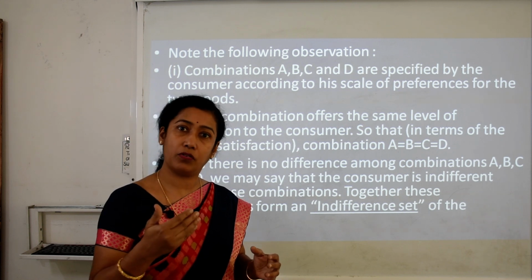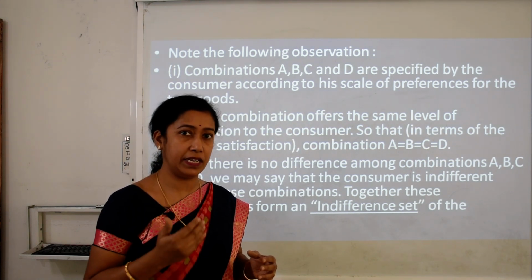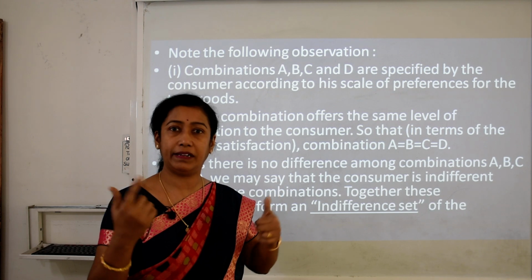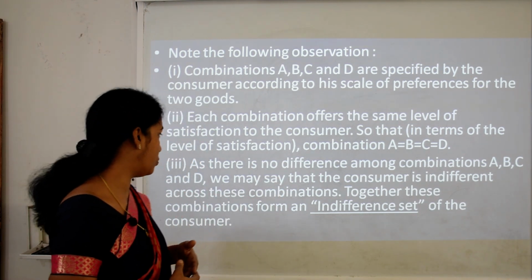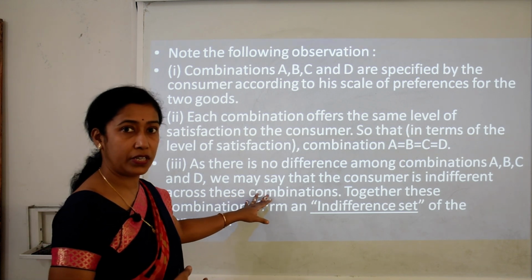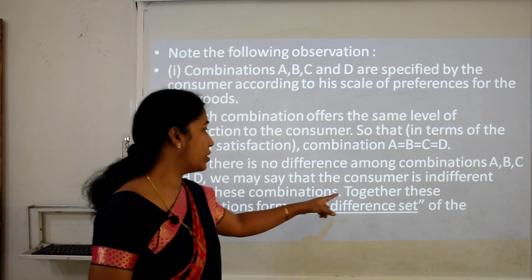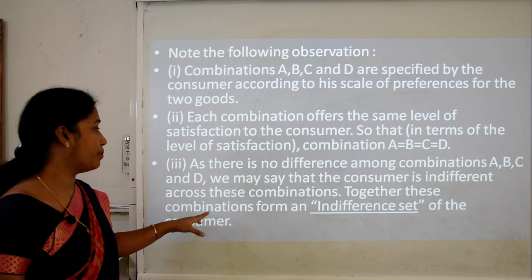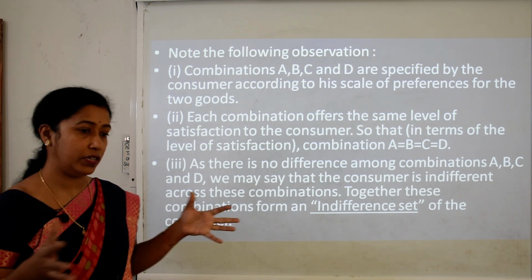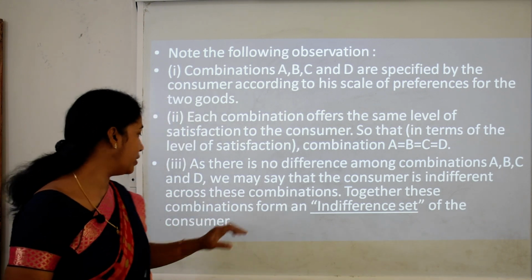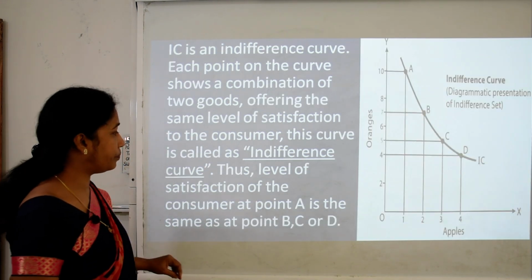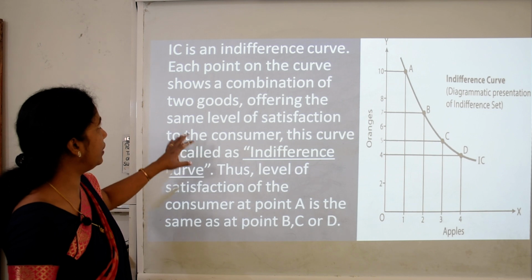4 bundles of combination he has made, A, B, C and D. Somewhere 1 apple and 10 oranges, 2 apples and 7 oranges, and so on. So he is confused, or indifferent, across these combinations. Together these combinations form an indifference set. When we put it together, we see a combination of an indifference set of the consumer.